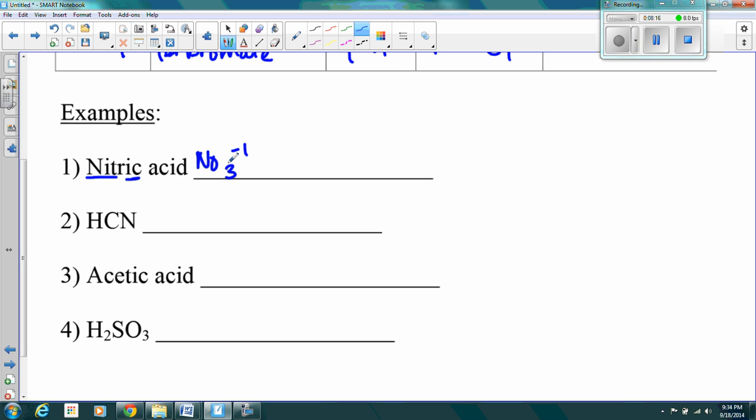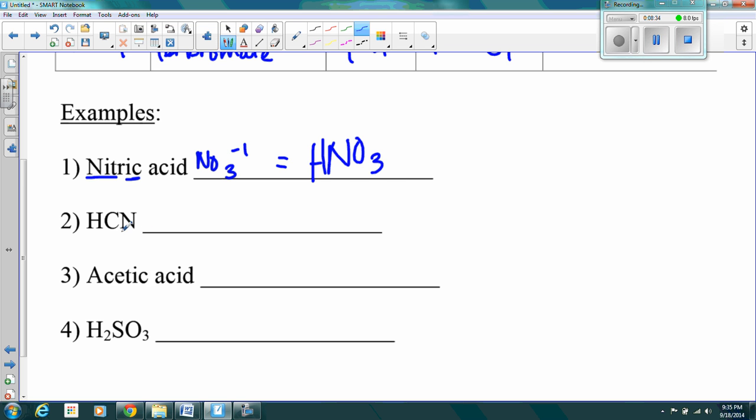You don't have to write this down. You can put it in your head if you want. And I can look at this and say, okay, nitrate is NO3 minus 1. Because it has a minus 1, that tells me I need 1 hydrogen. I know all acids start with hydrogen. And then I simply add my anion.